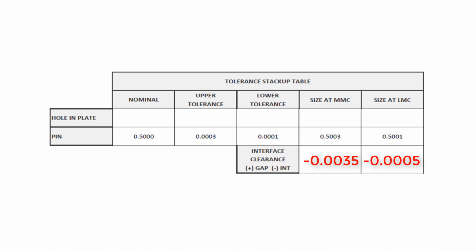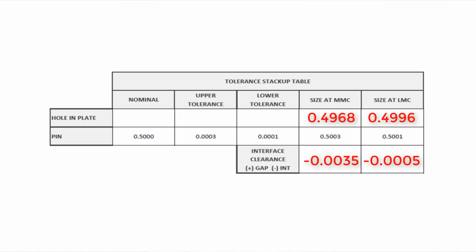With the interference fit at max material condition and least material condition determined, we can now solve for the maximum and minimum allowable size of the hole in the plate. The smallest the hole can be, max material condition, to satisfy the interface requirement at max material condition is 0.4968 inches. Likewise, the largest the hole can be to satisfy the interface requirement at least material condition is 0.4996 inches.